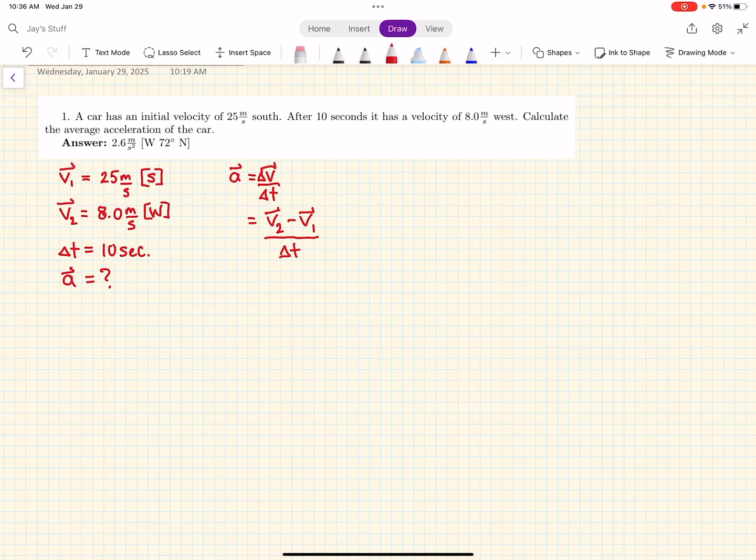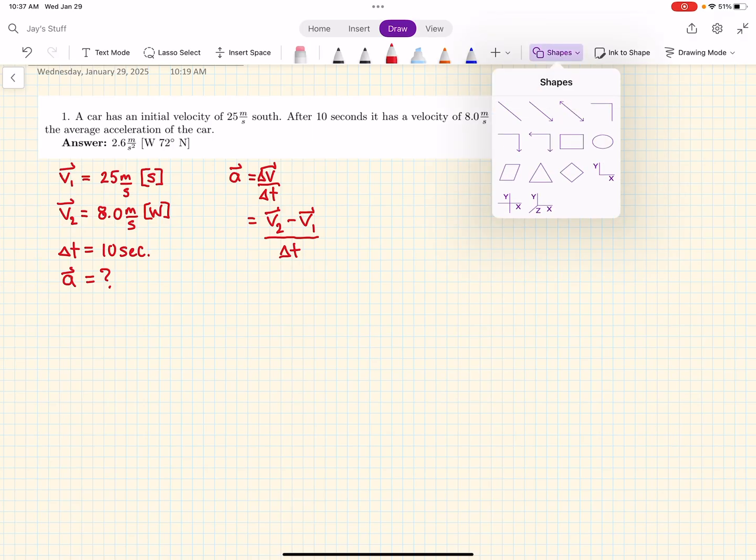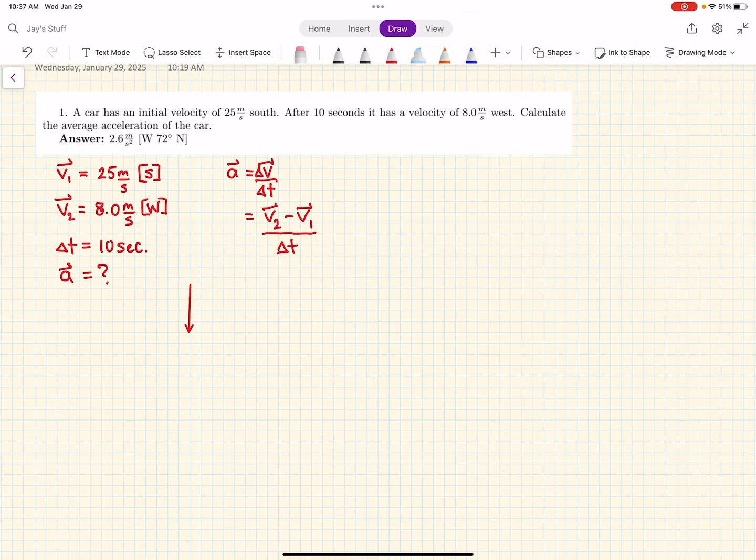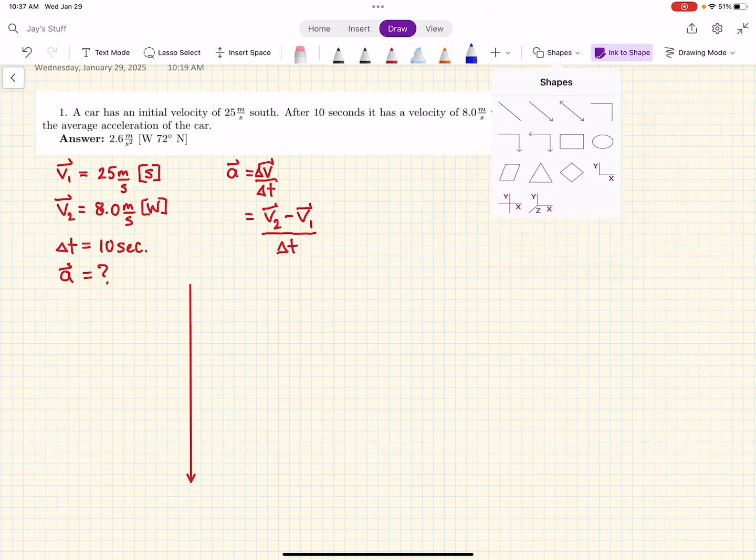Okay, but we have to be careful because now we're dealing with vectors. These aren't pointing the same direction. So we can't just simply do 8 minus 25 to get delta v. We need to subtract them as vectors. So let's recall here that v1 is something like this, 25 south. V2, I'm going to use a different color here, V2 is something like this, 8 west.